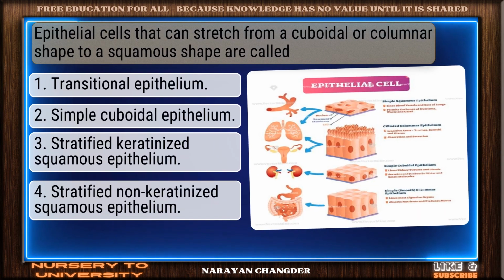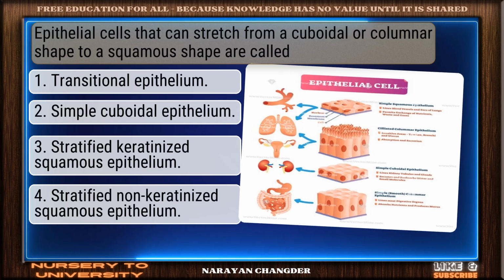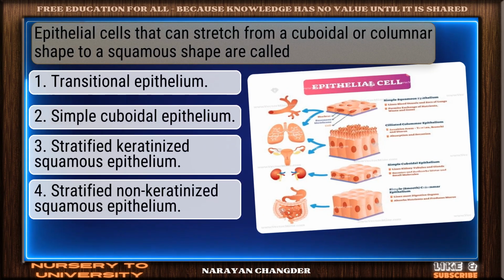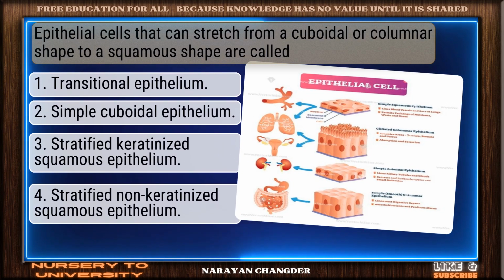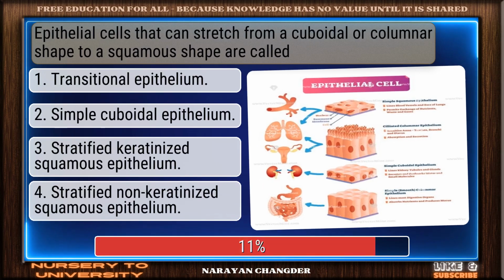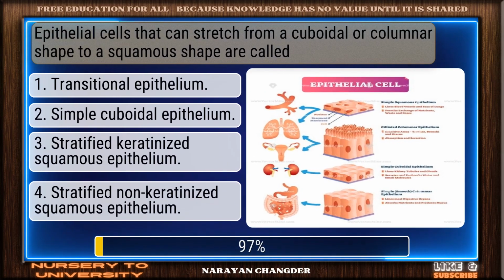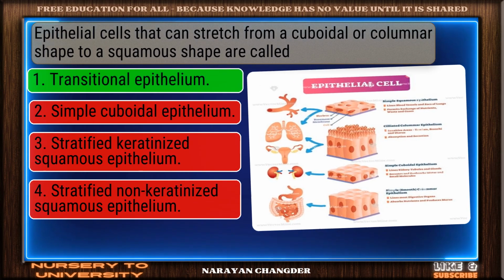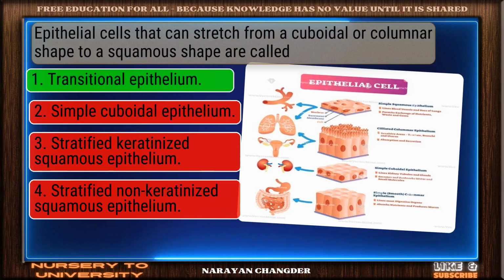Question number 22. Epithelial cells that can stretch from a cuboidal or columnar shape to a squamous shape are called. You're right. Transitional epithelium is the correct answer.